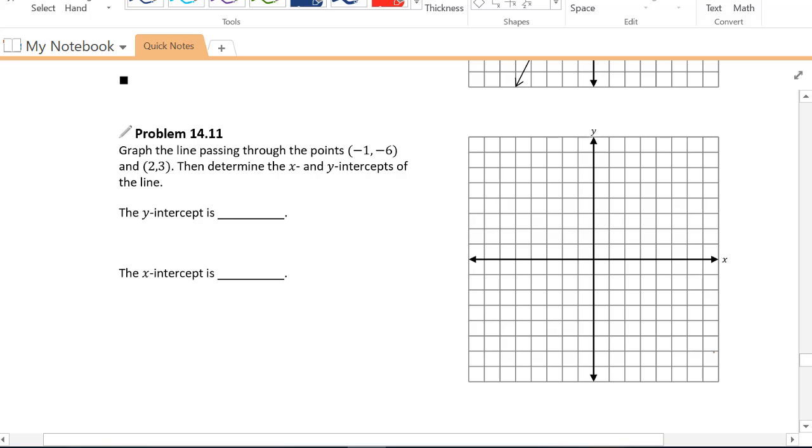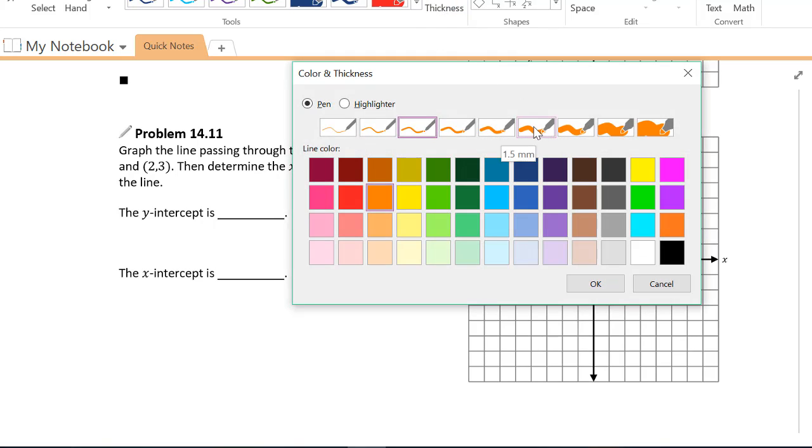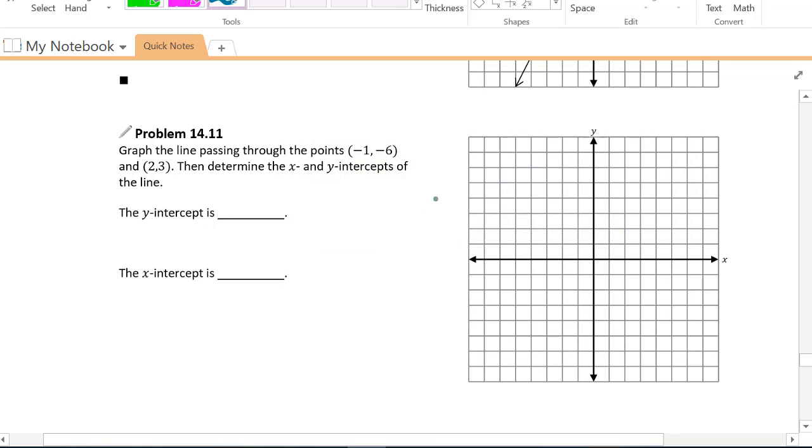Okay, now here, they want us to plot the point first, right? So let's first plot the point. Let's make our point a little bit smaller. Okay, this looks a little better. So let's plot our point, negative 1, negative 6. The negative 1 on the x is here, negative 6 on the y, you're going down. 1, 2, 3, 4, 5, 6. Okay, that's right there.